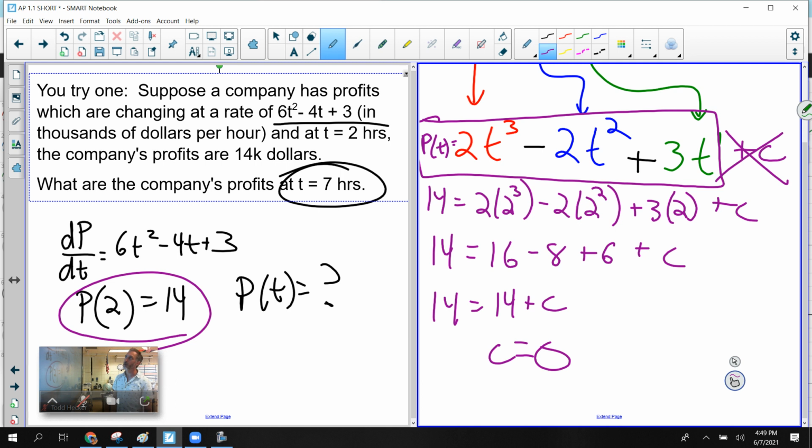All right, so there you go. Indefinite integrals. The derivative of what is this? Initial condition gives you what that C constant is. Okay?